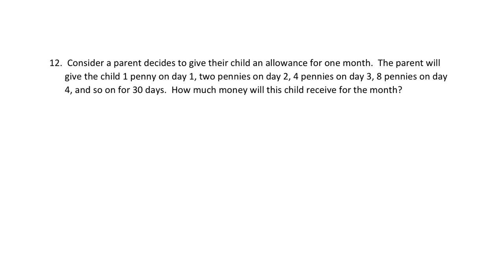Question 2. So we have an allowance here that's going to be 1 penny plus 2 pennies plus 4 plus 8 plus 16, and then day 30. We've got to figure out what was the total on day 30 and then what was the total amount received for the whole month, assuming the month is 30 days.